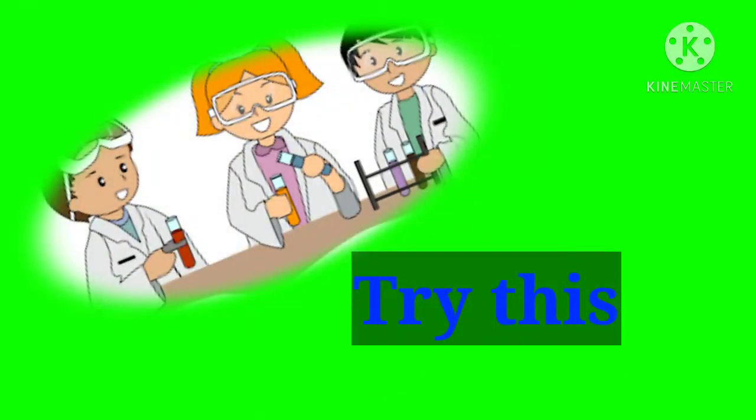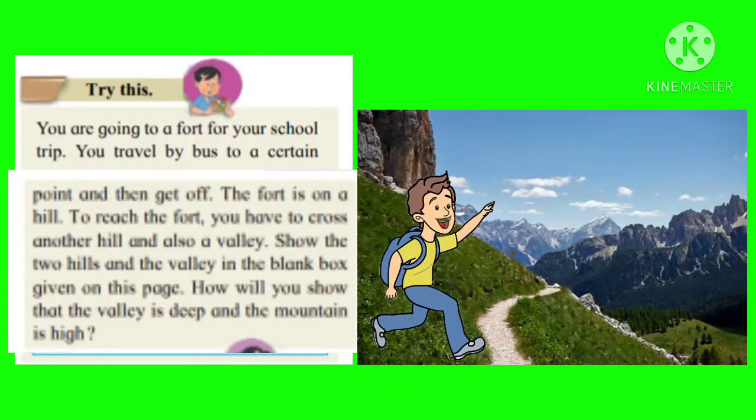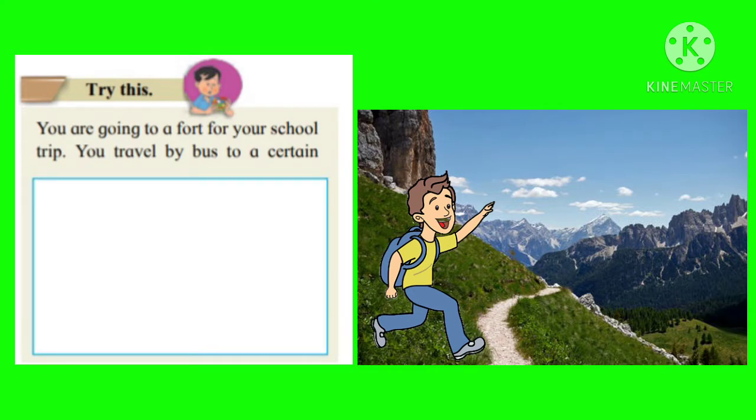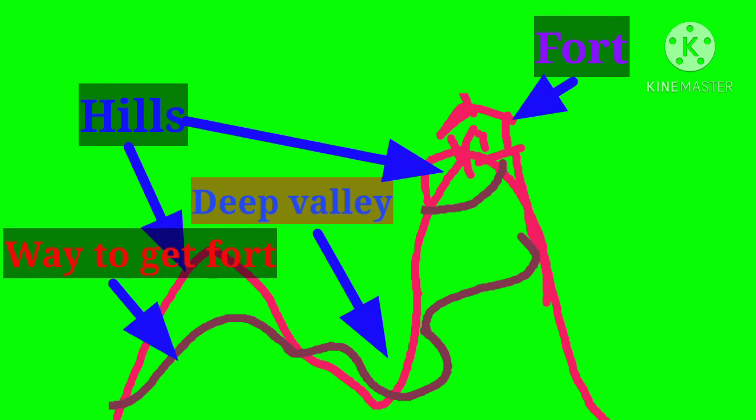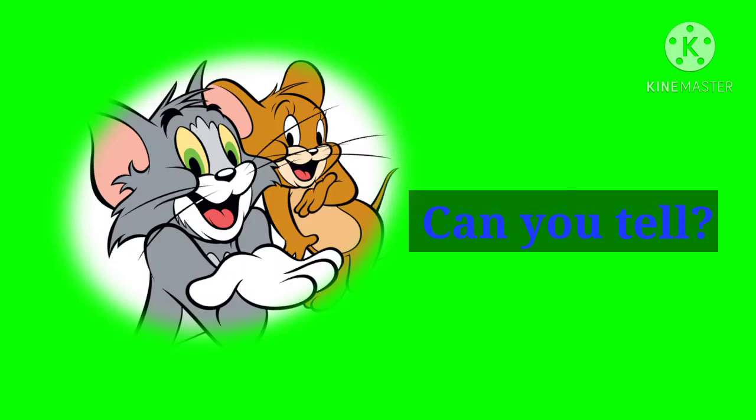Try these. You are going to a fort for your school trip. You travel by bus to a certain point and then get off. The fort is on a hill. To reach the fort, you have to cross another hill and also a valley. Show the two hills and the valley in the blank box given on this page. How will you show that the valley is deep and the mountain is high? Can you tell?